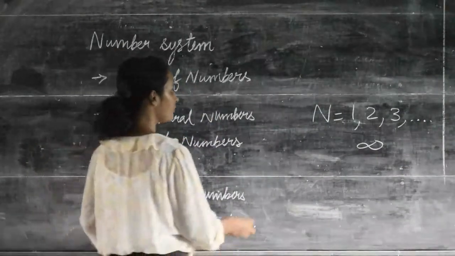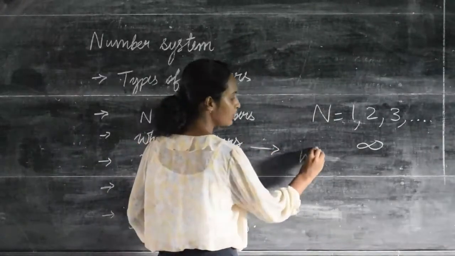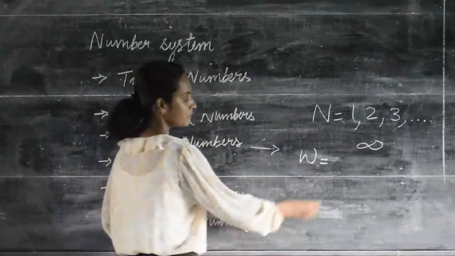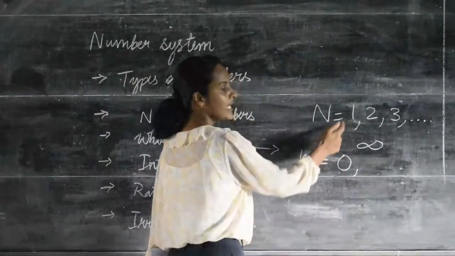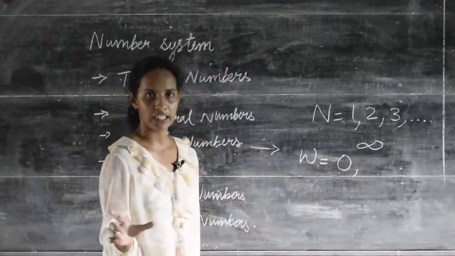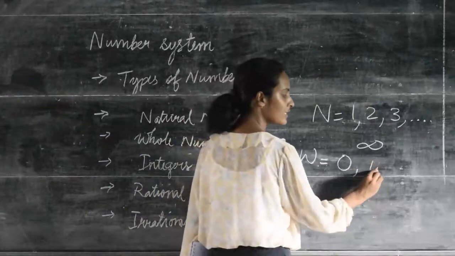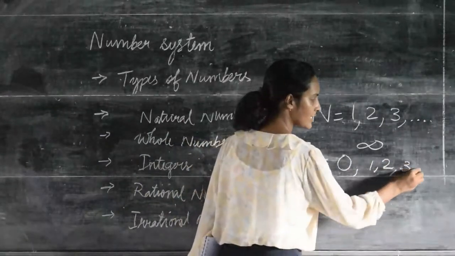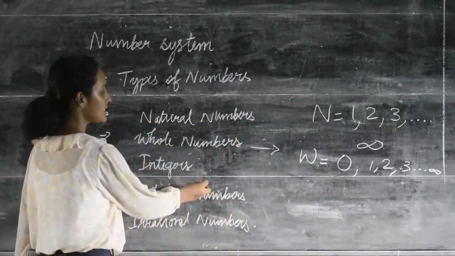Now the second type of number is whole numbers. Whole numbers are signified by the capital letter W, right? So what are the whole numbers? The first whole number is 0, as you can see. In the natural numbers, 0 is not included. In the whole numbers, 0 is included, right? So it starts from 0, then continues in the same manner, 1, 2, 3, etc. till infinity again, right?